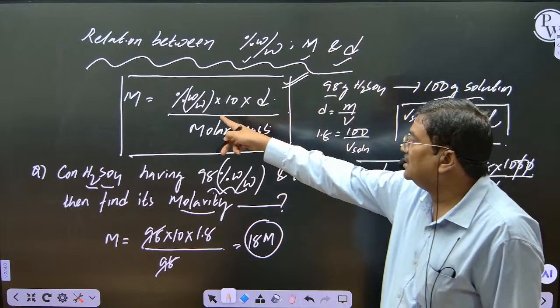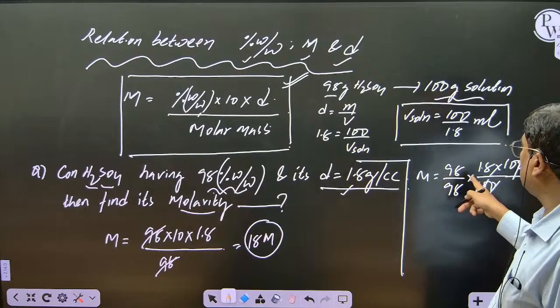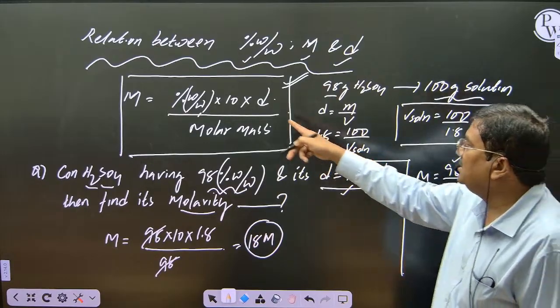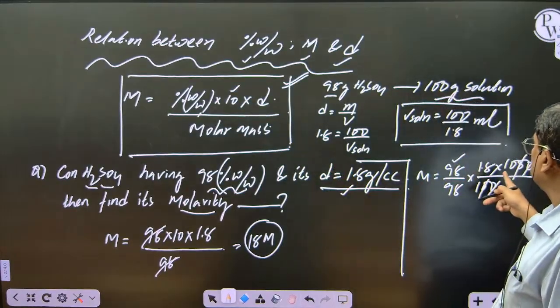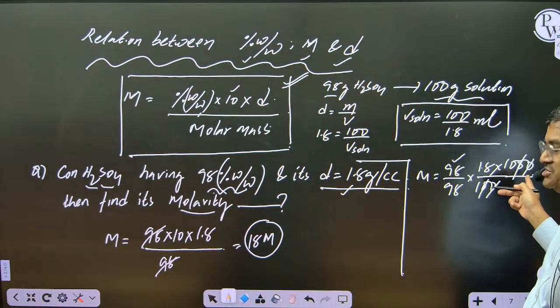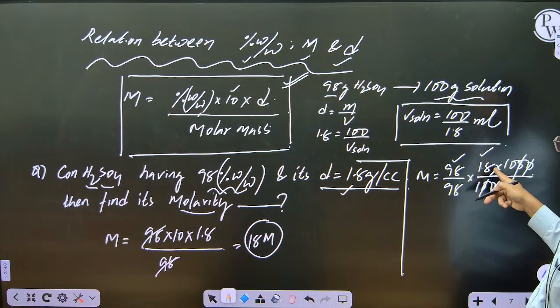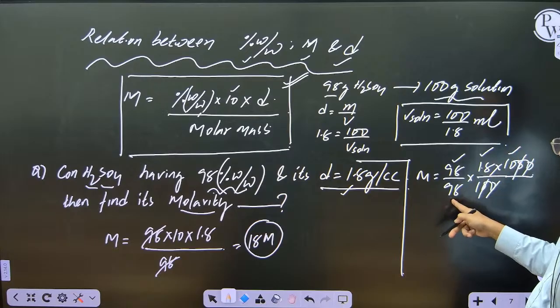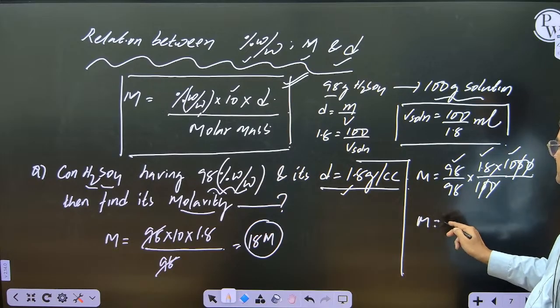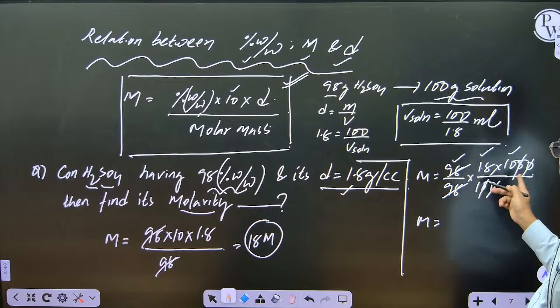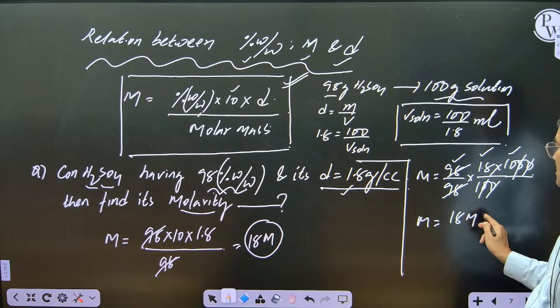Check. See, mass percentage we wrote as such, 98 into 10. See, after simplifying this, cancellation of two zeros, density 1.8 into 10 by molar mass. Are we getting the same answer? 98, 98 cancel. This comes 18 molar.